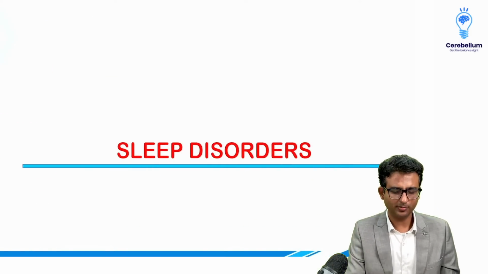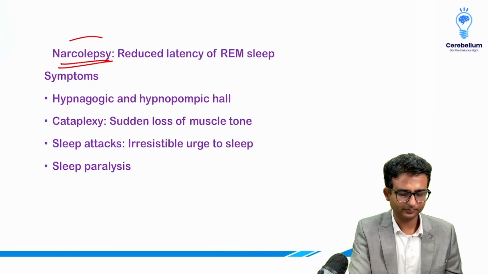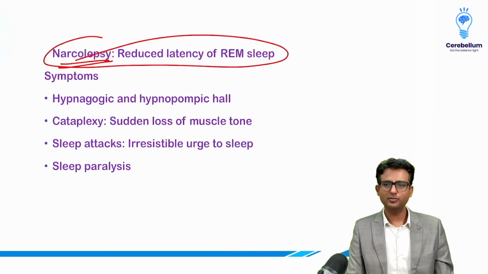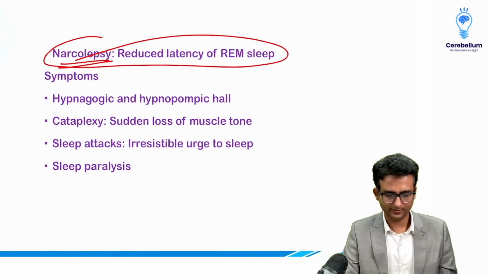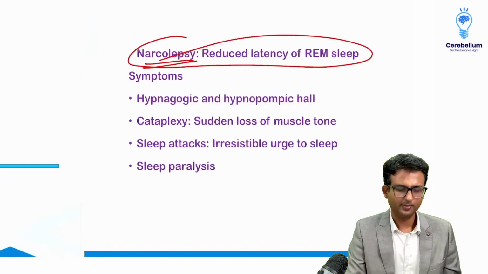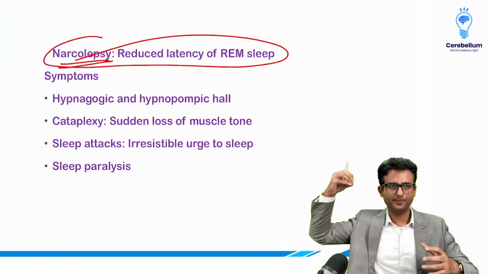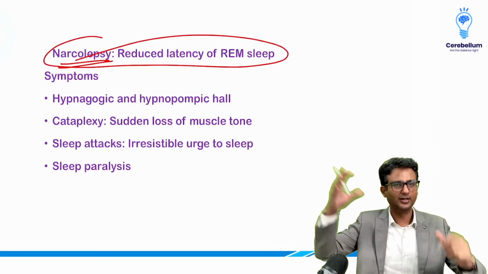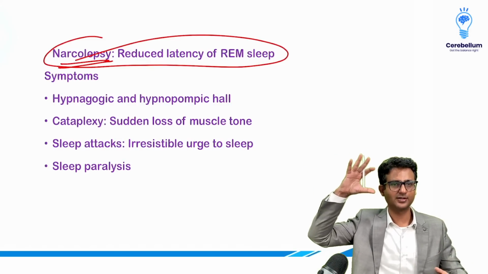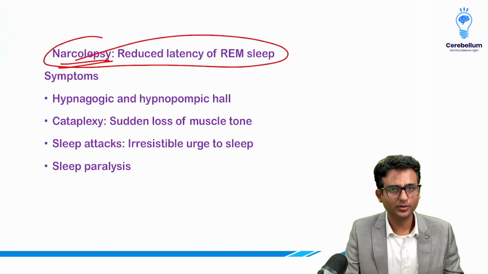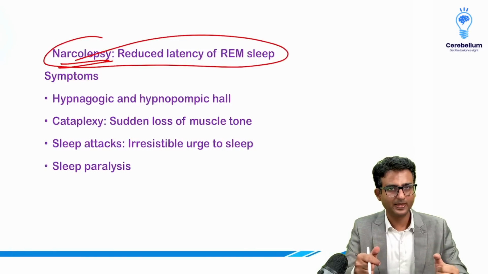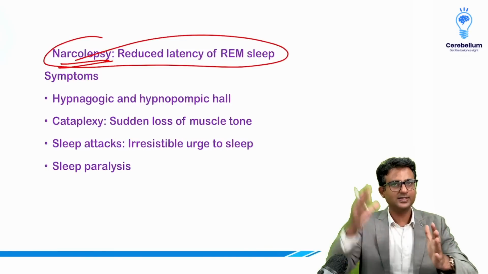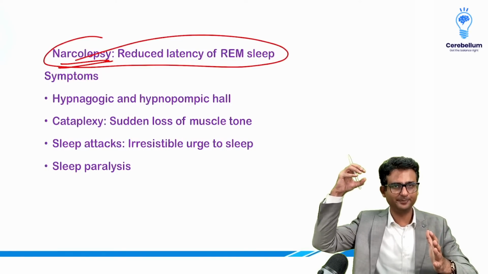Sleep disorders. Let's talk about narcolepsy. Narcolepsy mein what happens is, basically the REM sleep intrudes into the wakefulness. You are awake, suddenly the REM sleep enters, right? In REM sleep, what we do? In REM sleep, we dream. Now you are awake, suddenly you go into REM sleep, suddenly you are dreaming.